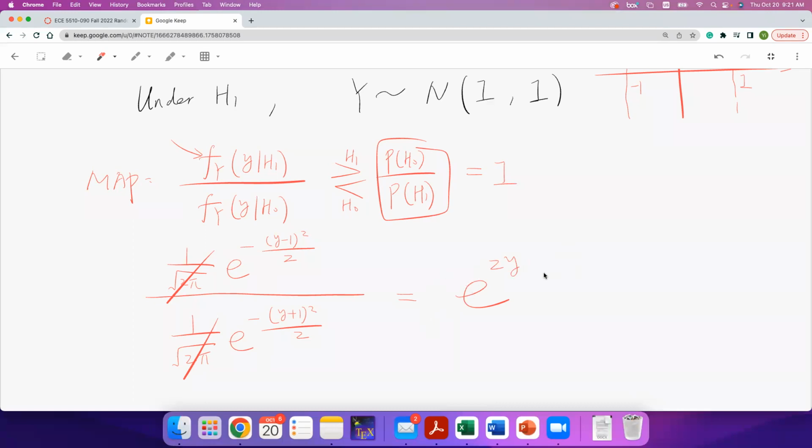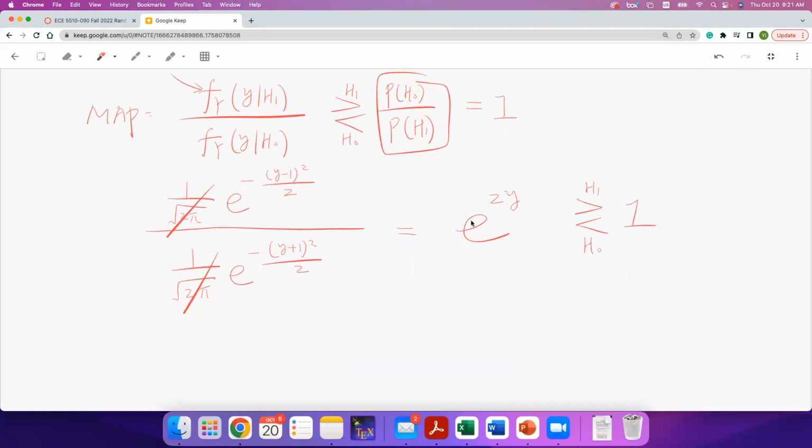Now the decision rule says that this ratio should be compared with the threshold, which in this case is 1. We can further simplify that: e to the power of 2y compared with 1. So it depends on the sign of y. If y is bigger than 0, then this is bigger than 1. Otherwise, it's less than 1. So this decision rule is equivalent to comparing y with the threshold 0.